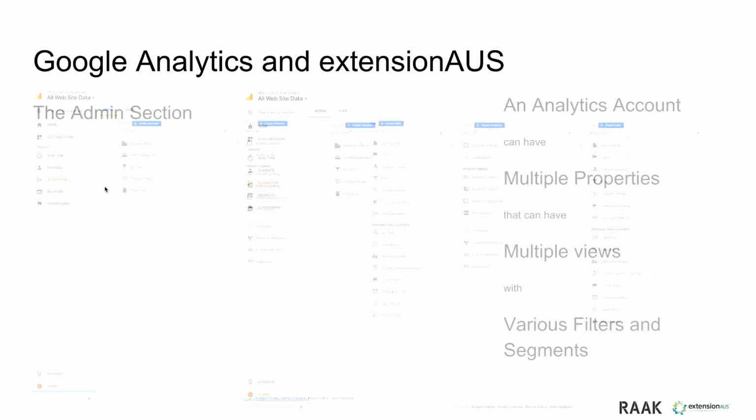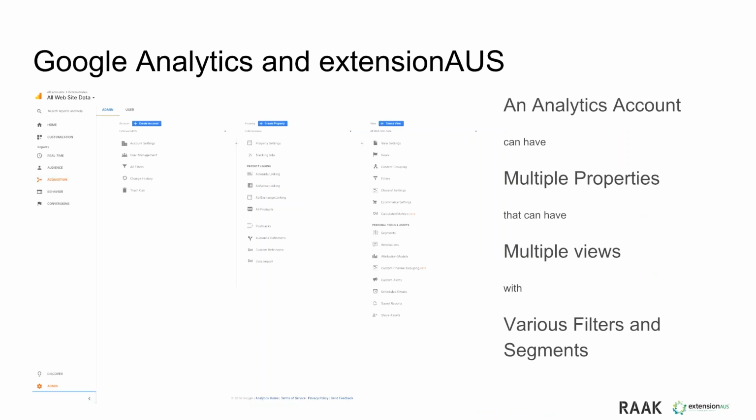So in short, something to just get a handle on: you'll have an analytics account which can have multiple properties, which can have multiple views with various filters and segments. So you can really drill down on how you want to dissect the data that's coming through from, say, one particular website. One account may have, in our case, hundreds of websites that we track. So multiple properties within our own analytics account, and within those properties we can create views and different filters and segments to really drill down on certain data for certain clients.